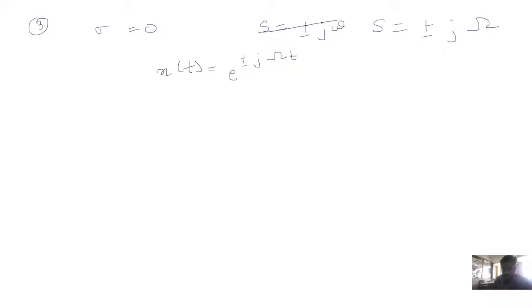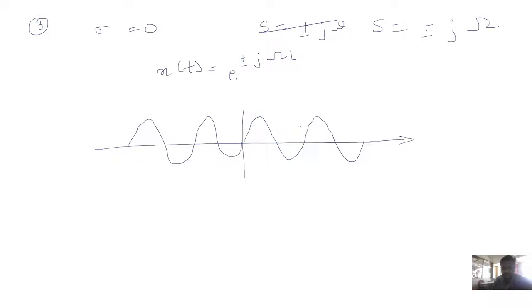Okay, the third case, suppose sigma is equal to 0, at that time S is going to be plus or minus j omega. I made a mistake, S is equal to plus or minus j omega. Depending upon the sign, it is going to be e raised to plus or minus j omega t, and it is nothing but the sine wave, something like this. Not only in the positive direction, it is going to get extended into the negative direction also, like this. So this is sinusoidal.